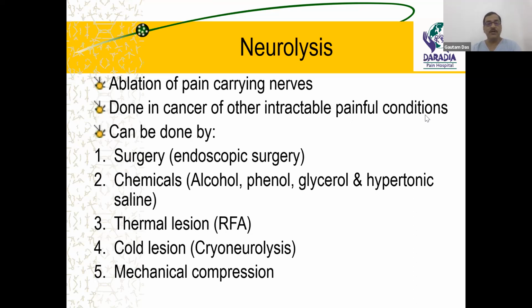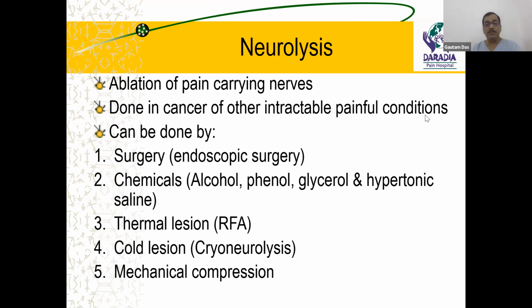Now, what are the ways you can do a neurolysis or ablation of the nerve? For pain, there are a lot of indications. The most important indication is of course cancer pain, but there are many others. Nowadays, even for the sacroiliac joint and facet joint, we are doing neurolysis or ablation of the nerves. But in the earlier days, a few decades earlier, cancer was the only indication, but later on all the other indications were also added.